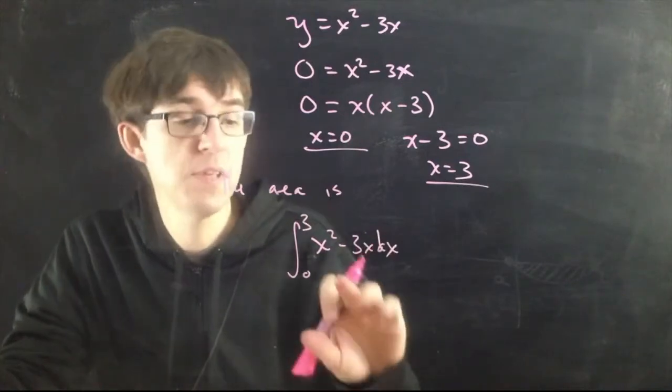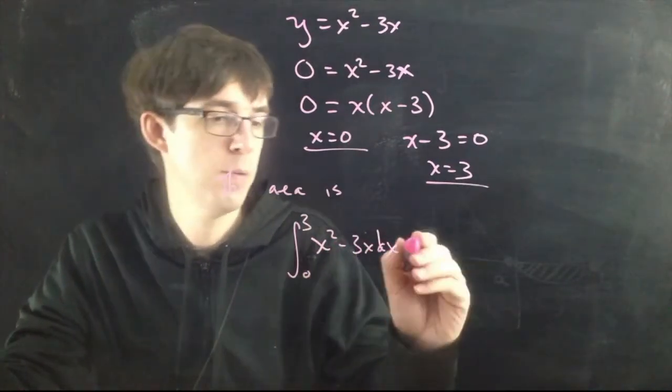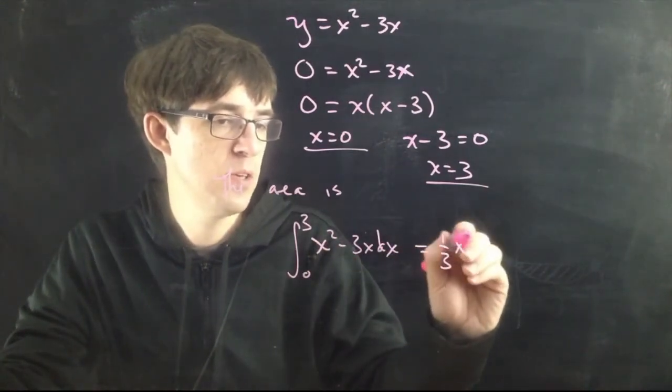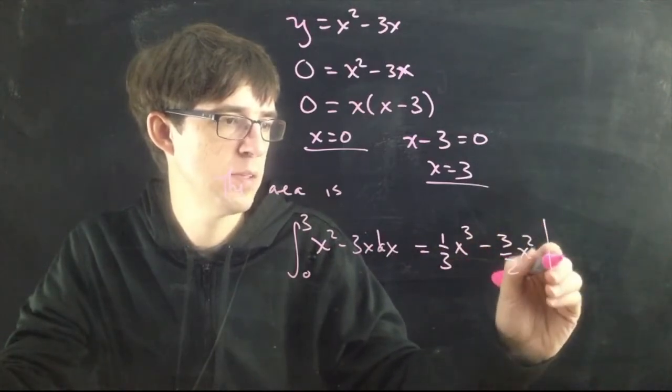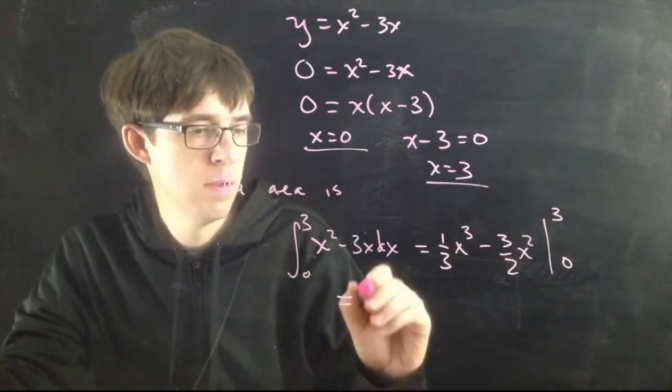And do you know how to do this integral? Yeah, this is an easy one. It doesn't need a u substitution or anything. It's just a polynomial. So I go x squared becomes 1/3 x cubed minus 3/2 x squared. And I plug 0 and 3. And you plug them in.